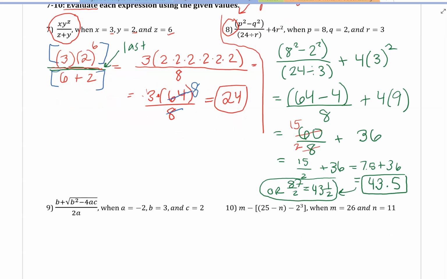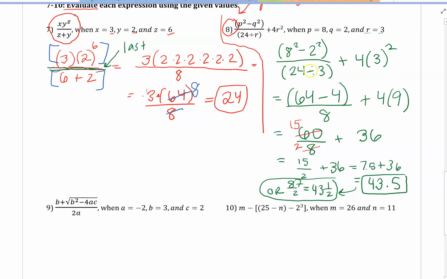All right, so for the you try, basically we are being asked to replace p with 8, q with 2, and r with 3. So I did that here and got 8 squared minus 2 squared all over 24 divided by 3, and then had to add that to 4 times 3 squared. Then I remembered that if you have a division problem, you have to do the items in the numerator first, and then the denominator, and then divide. And then after that division's been done, then I can go ahead and add this quantity.